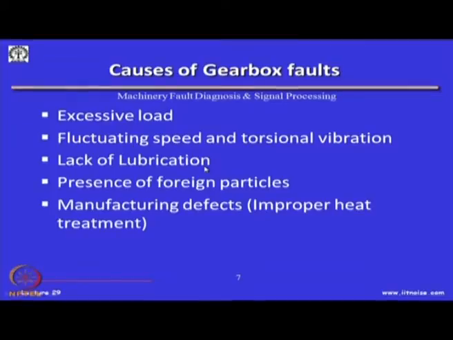So, to find out the causes of gearbox faults, one is of course the excessive load, because these gears are designed to transmit a particular amount of torque.